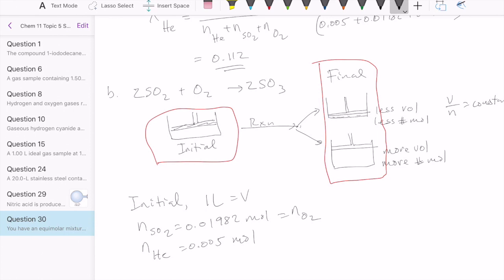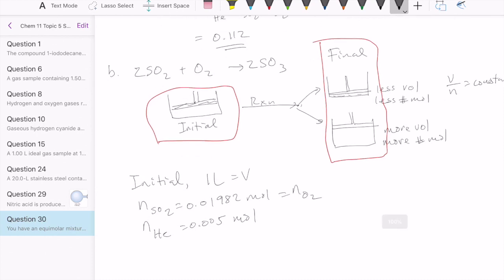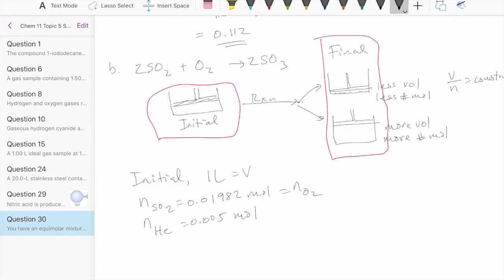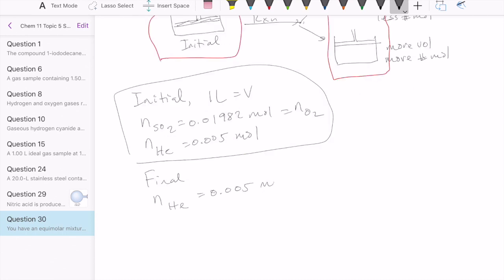Now the reaction is between the SO2 and the oxygen. So the first thing to figure out is what's going to be left over at the end. Well, if we take the number of moles and divide by the coefficient, the one for SO2 is going to be smaller, which means that there's going to be some O2 left over and some SO3 made. So this is initial. In the final state, we have helium staying the same. We have some oxygen left over, and we're going to have some SO3 that we just made from that reaction.